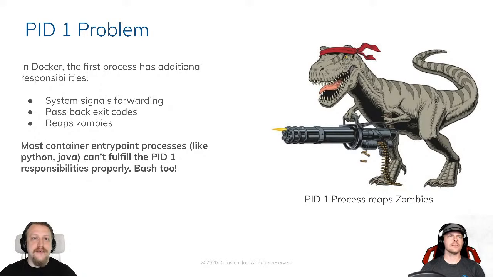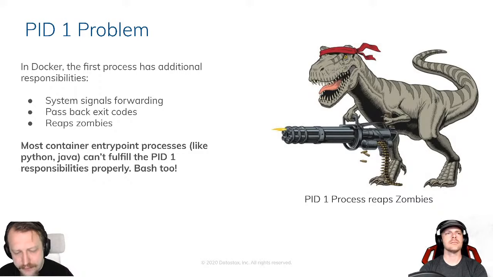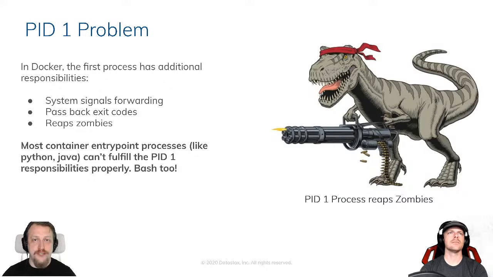Well, every system has its own responsibilities. We use WhatsApp to send messages or whatever. I prefer Telegram. And that's the purpose of a messenger, to send messages. And every process has its purposes, but the PID1 process has extra responsibilities. And those are as follows: reap zombies, pass back exit codes, pass through system signals. What does that all mean?